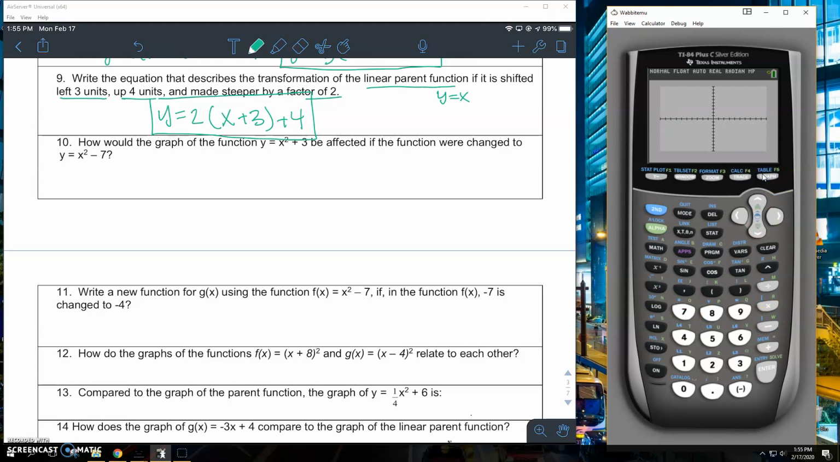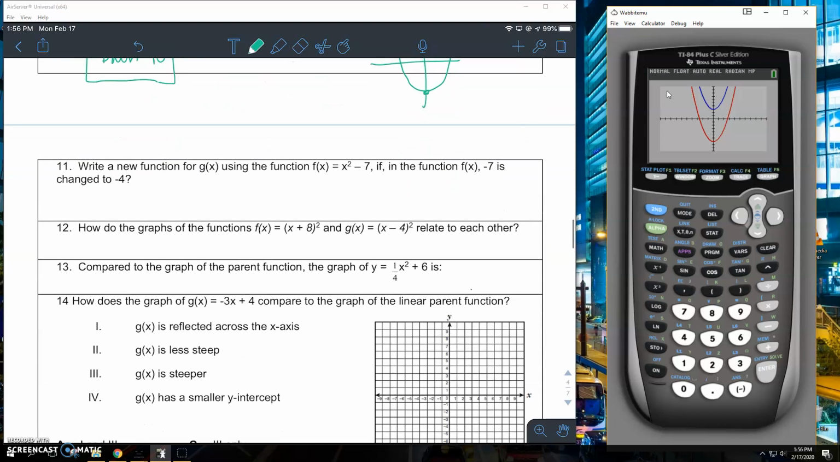The first one is going to be x squared plus 3, and the second one is x squared minus 7. If we notice, my first graph started up here with a y-intercept of 3, and the second graph has a y-intercept of negative 7. So this graph was shifted down 10. And if you want to sketch a picture, we know this one is up, this one was down. So you'd have to move down 10.